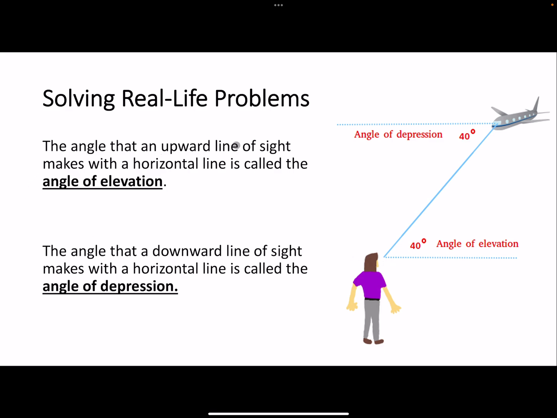So the angle that an upward line of sight makes with a horizontal line is called the angle of elevation. This is an upward line of sight. And then the angle that a downward line of sight makes with a horizontal line is called the angle of depression. This is the downward line of sight. Please make sure you write these down, as we will be doing problems with these. And remember, you can always pause the video.